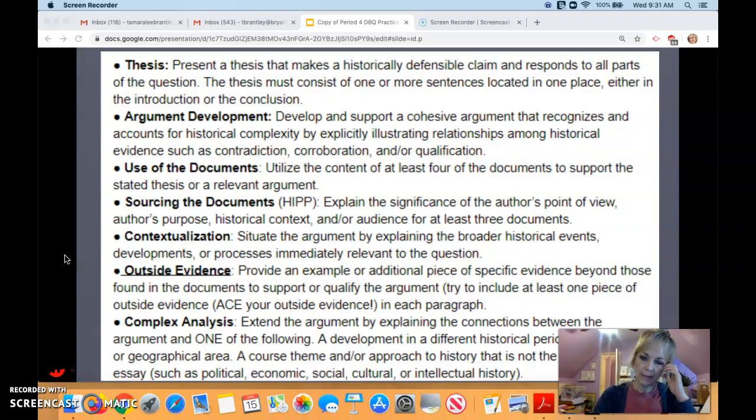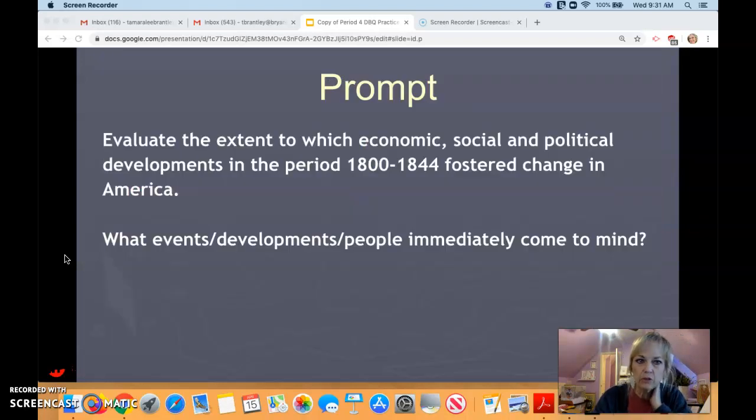So remember the new structure of the DBQ rubric, very much the same as what we've always done. So let's go on to what the prompt was. The prompt that you guys worked with on Monday said, evaluate the extent to which economic, social, and political developments between 1800 and 1844 fostered change in America. If we think about those 3 types of questions: comparison, causation, and CCOT.